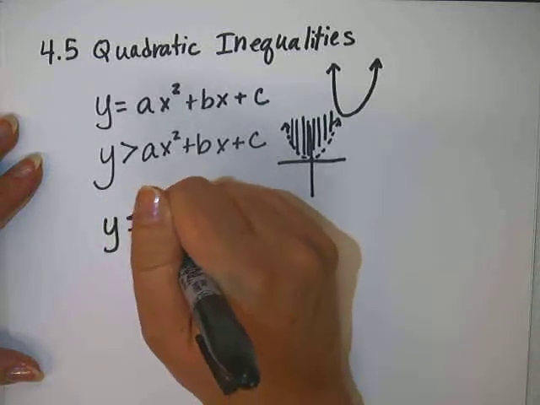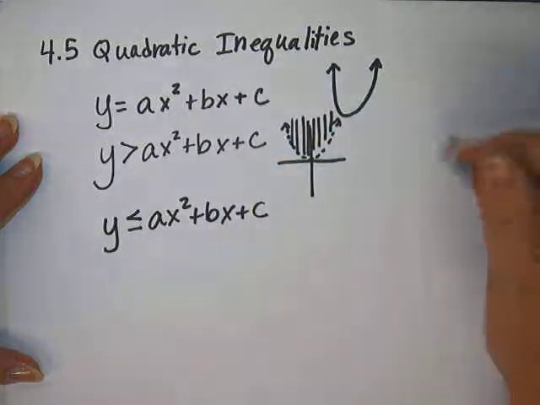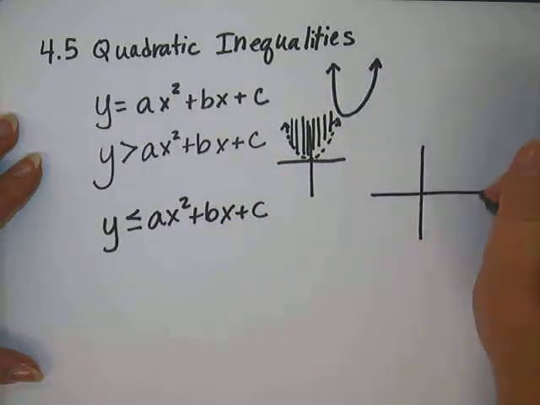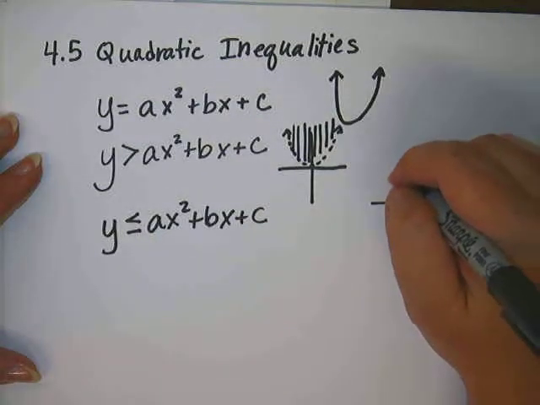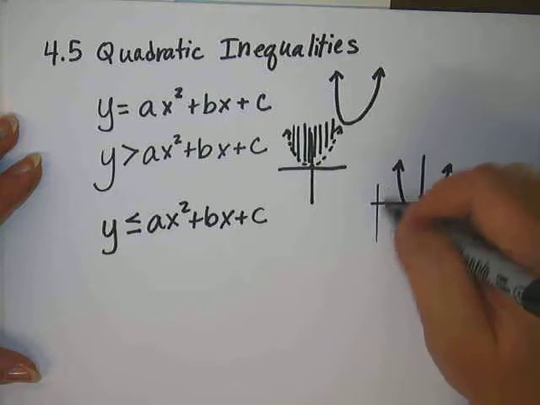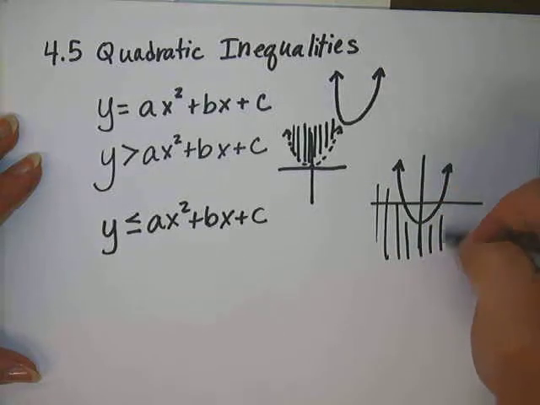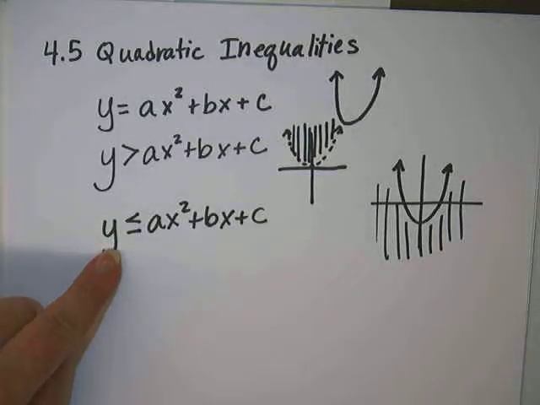Or if y was less than or equal to a quadratic, it would be the area under the quadratic. And this time, because of the equal sign, it would be a solid line and then be shaded underneath. Okay, so that's a little bit of a review from quadratic inequalities that you might have done in Algebra 2.